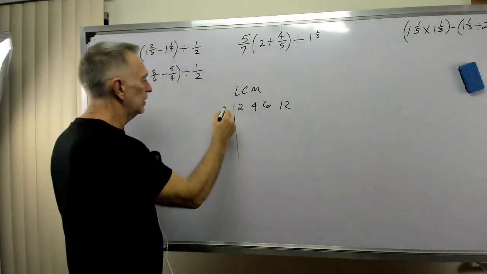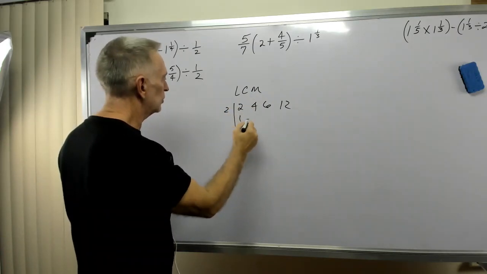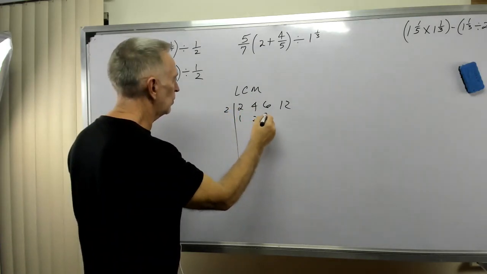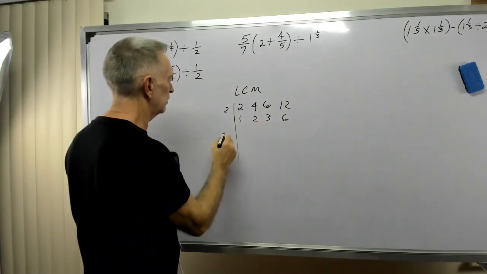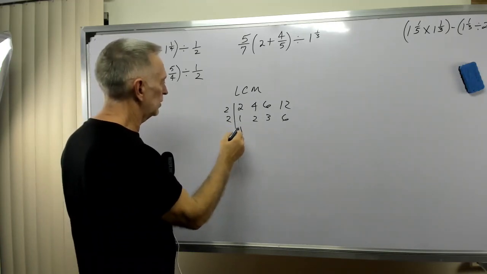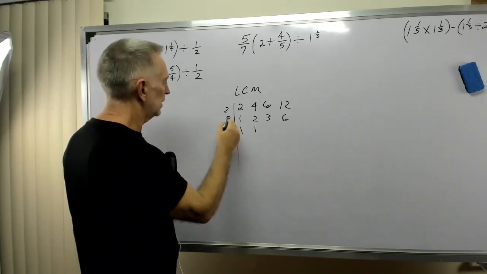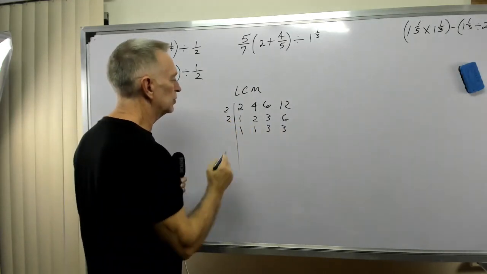Okay, well, start with 2. 1 times 2 is 2. 2 times 2 is 4. 3 times 2 is 6. 6 times 2 is 12. Okay, bring the 1 down. I'll just go with 2 again. Bring the 1 down. 1 times 2 is 2. Bring the 3 down. And then 3 times 2 is 6.